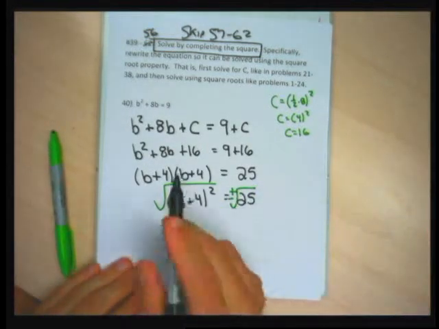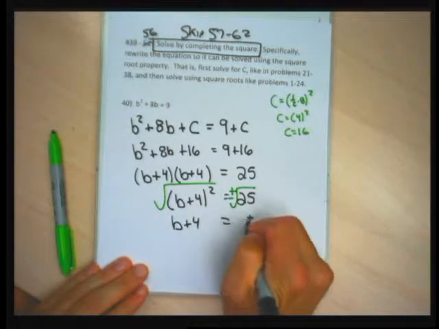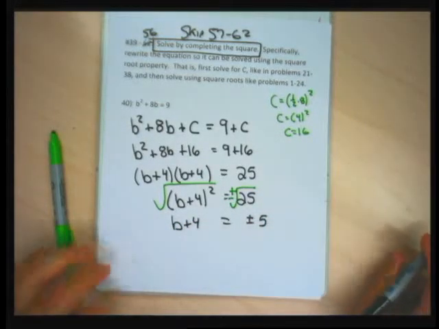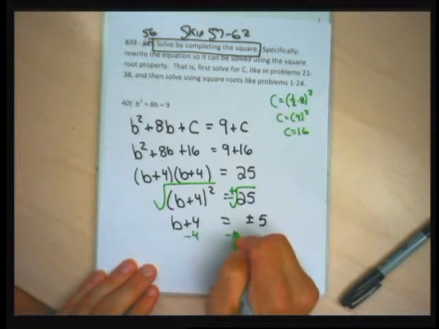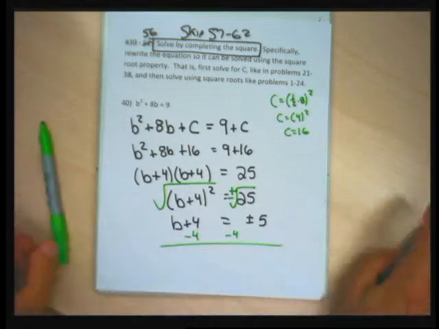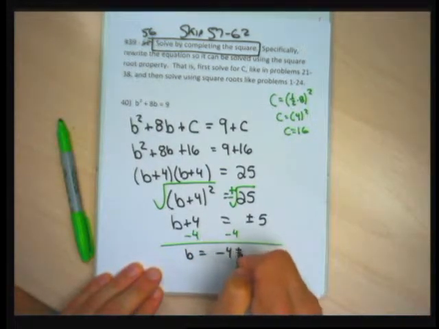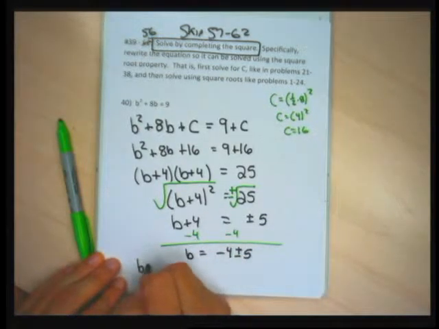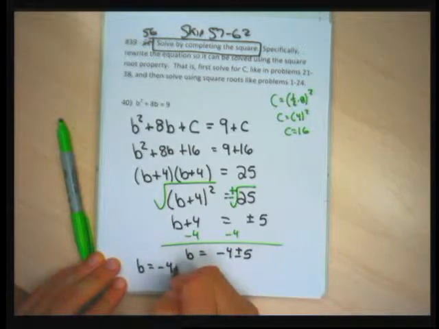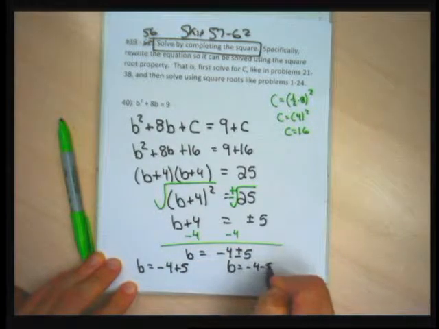On the left side, I'm going to get b plus 4. On the right side, I'm going to get plus or minus 5, because the square root of 25 is 5. I'm going to minus 4, and get b equals minus 4 plus or minus 5. The two problems implied there are b equals minus 4 plus 5 and b equals minus 4 minus 5.